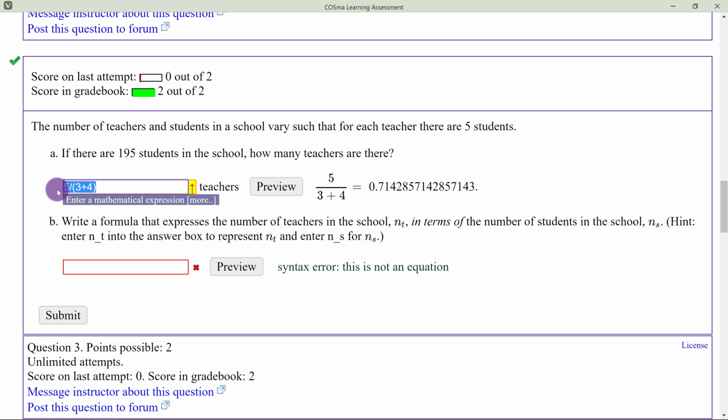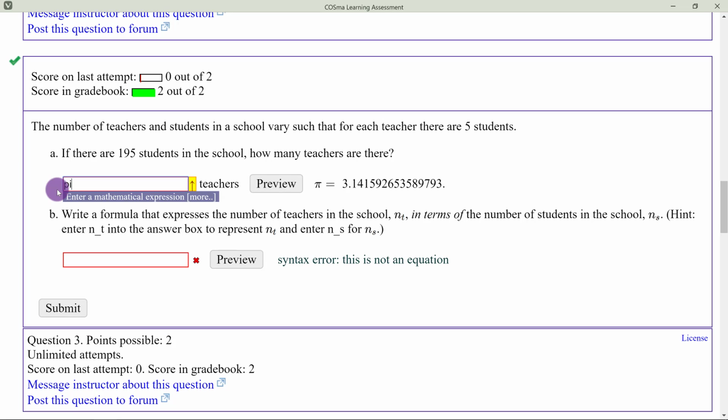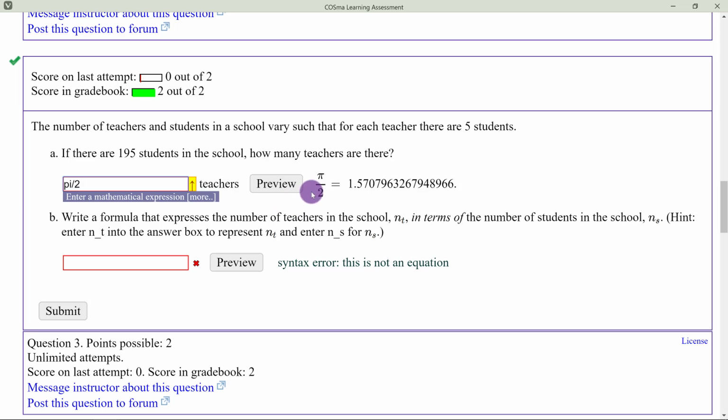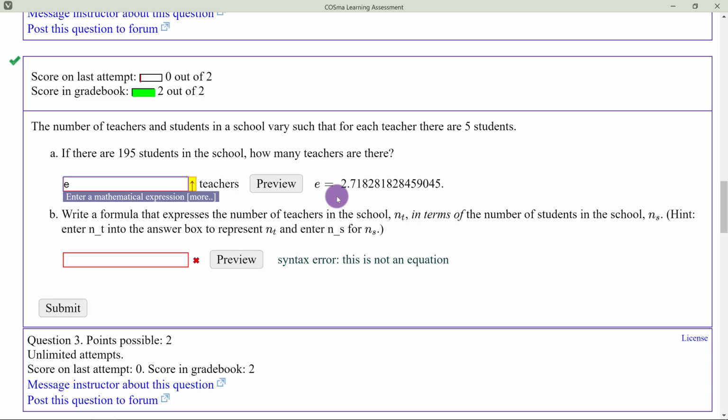iMathAS also accepts some of the common math constants such as pi and e. If you want to use pi in your answer, you just type pi for pi, and then it gives you the pi symbol, which evaluates to about 3.1415. And so you can do something like pi divided by 2, gives you pi divided by 2, and pretty straightforward there. A similar thing with the constant e. If you type in e, it recognizes that as the constant, 2.718, and so on.